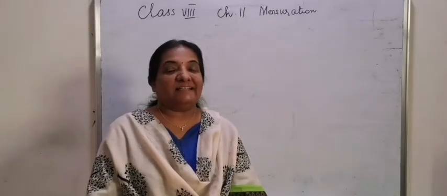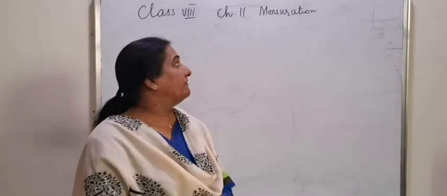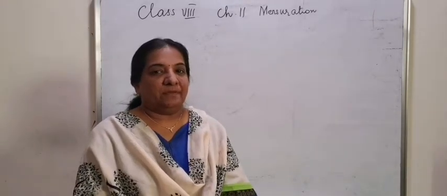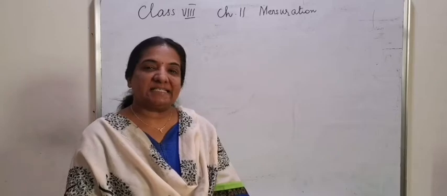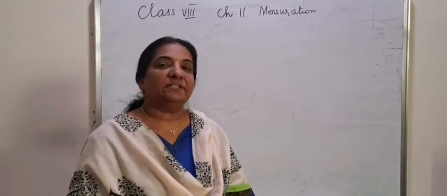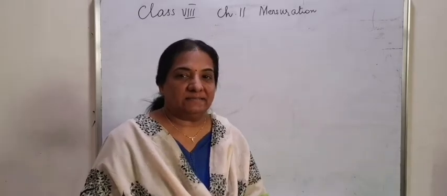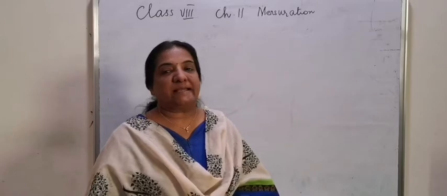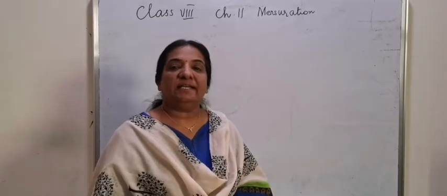Good morning children. Let's continue with chapter 11, Mensuration, exercise 11.2. Before moving on to the exercise, let's discuss the area of different quadrilaterals. Any quadrilateral can be divided into two triangles by drawing one of the diagonals.